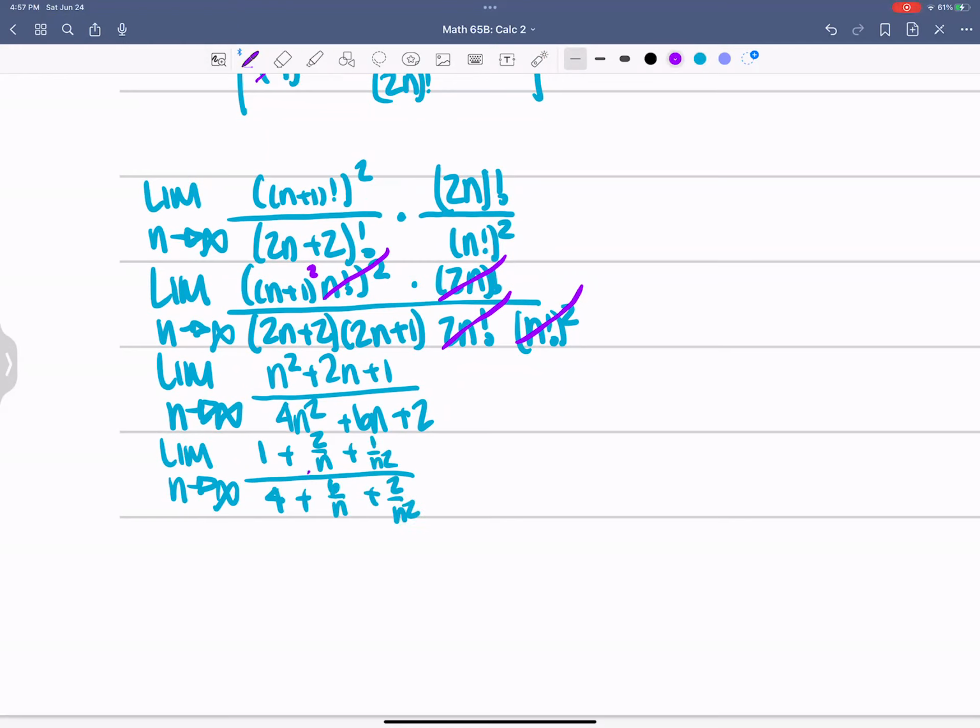As n approaches infinity, that goes to 0, 0, 0, 0. So we end up with 1 over 4. Since 1 over 4 is less than 1, but still greater than, actually, we don't have to worry about greater than 0. It's less than 1, so this tells us that the series converges. So converges absolutely.